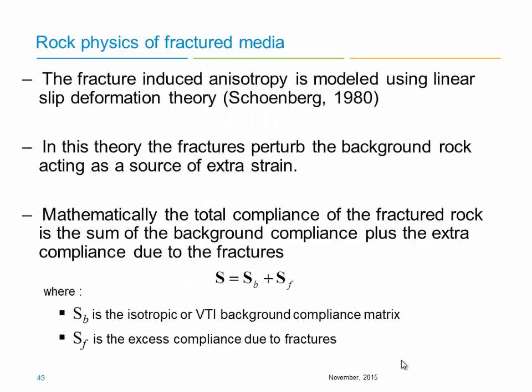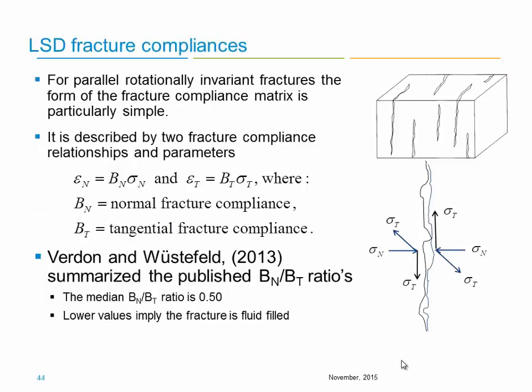So with the fracture-induced anisotropy, our basic model is based on linear slip theory following Schoenberg, and the basic model is we're saying that the total compliance of the rock is equal to the background compliance of the rock plus an extra compliance due to the fractures. Compliance is just how easy it is to squish, whereas it's the opposite, or the inverse, of stiffness, which is how hard it is to squish.